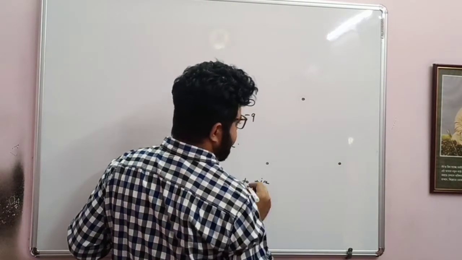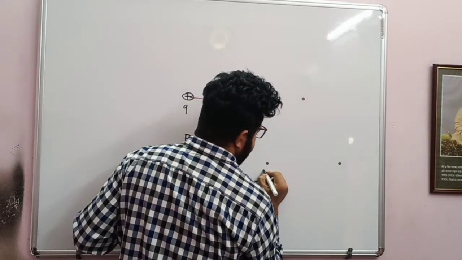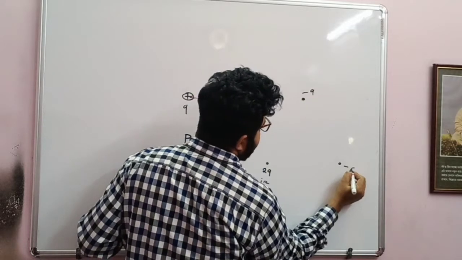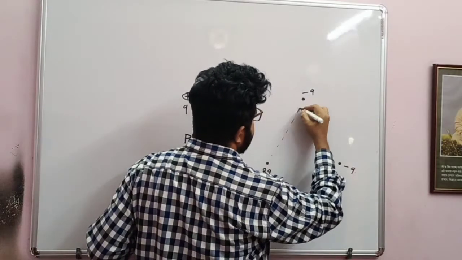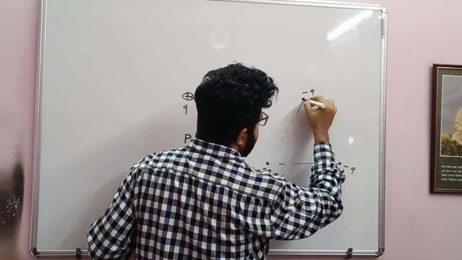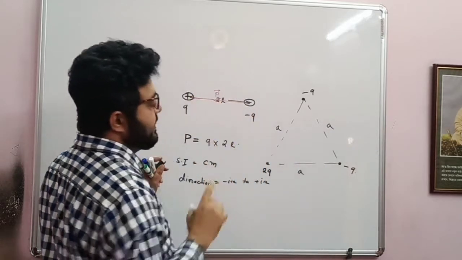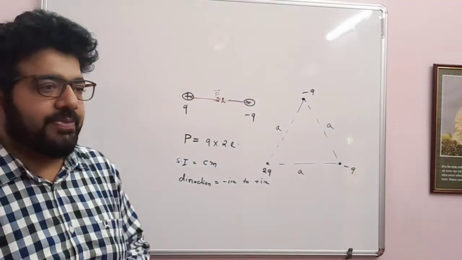Suppose you have charges 2q, minus q and minus q, separated by a distance a and a. My question is, find the net electric dipole moment of the system.